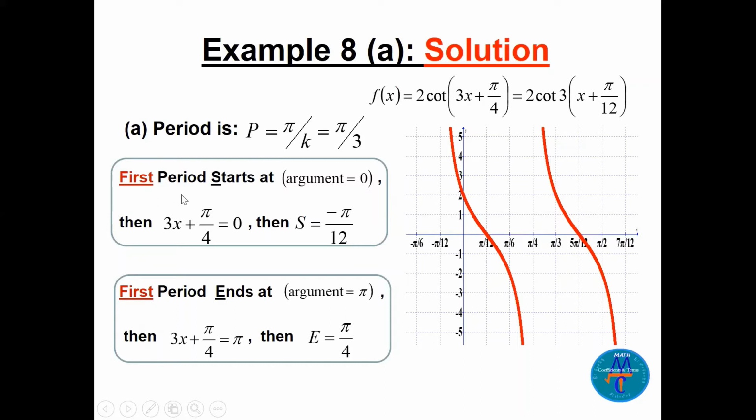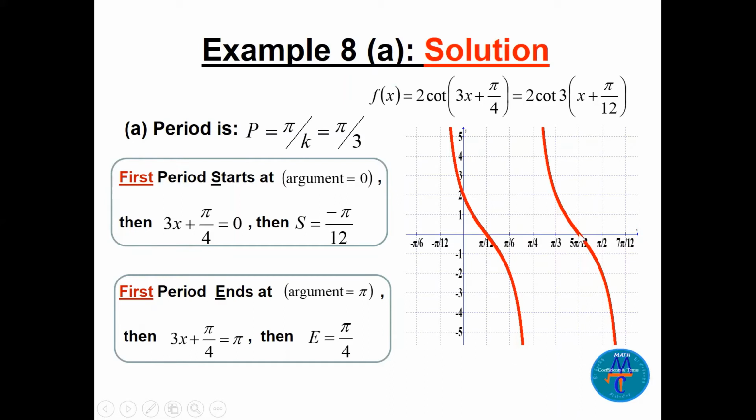So let's say the period starts when the argument is equal to 0. This is S here, so you see minus pi over 12. Now the period ends at the argument equals pi. So pi minus pi over 4, and then divide by 3, it will be pi over 4. So from minus pi over 12 to pi over 4.